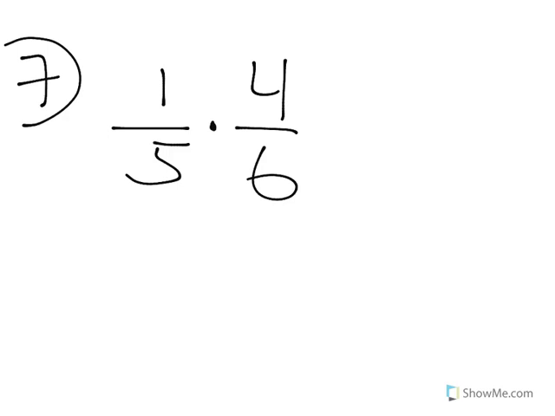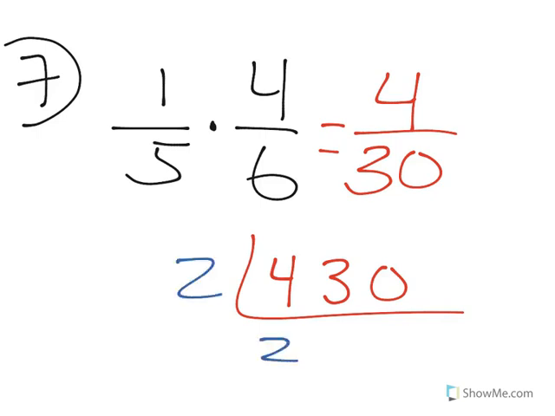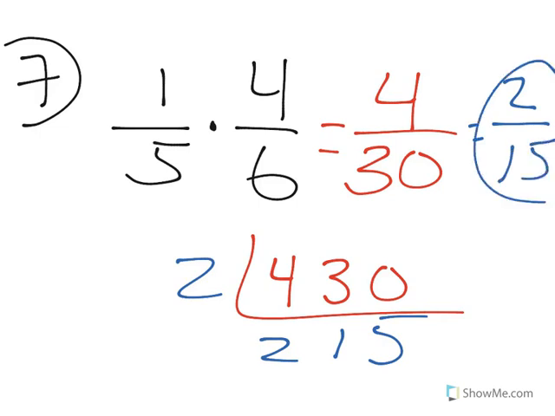Okay, number 7, I'm multiplying fractions. I do not need a common denominator. I can simplify it first, but I'm just going to multiply it. 1 times 4 is 4. 5 times 6 is 30. Now I can simplify 4/30, so I can actually put it in my sled. What goes into 4 and 30? Well, they're both even. 2. 2 goes into 4 2 times. 2 goes into 30 15. So my simplified fraction is 2/15 for this answer.